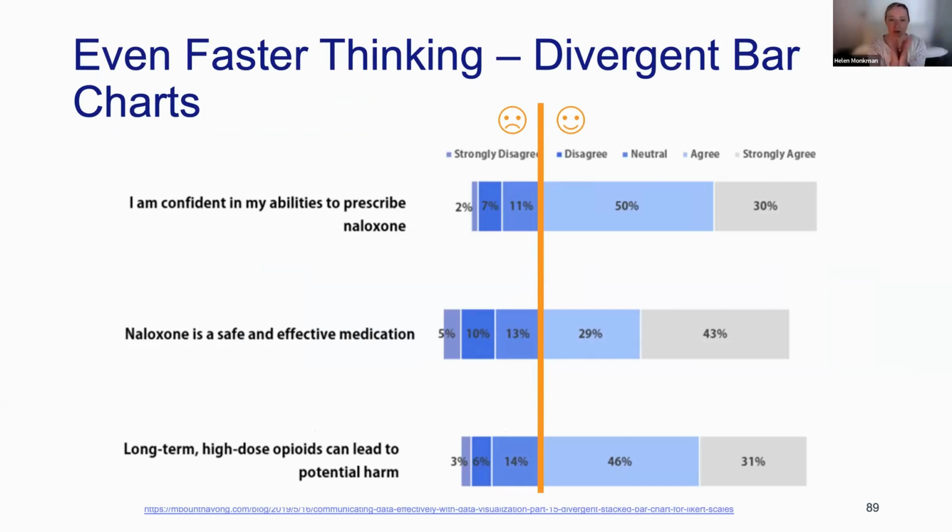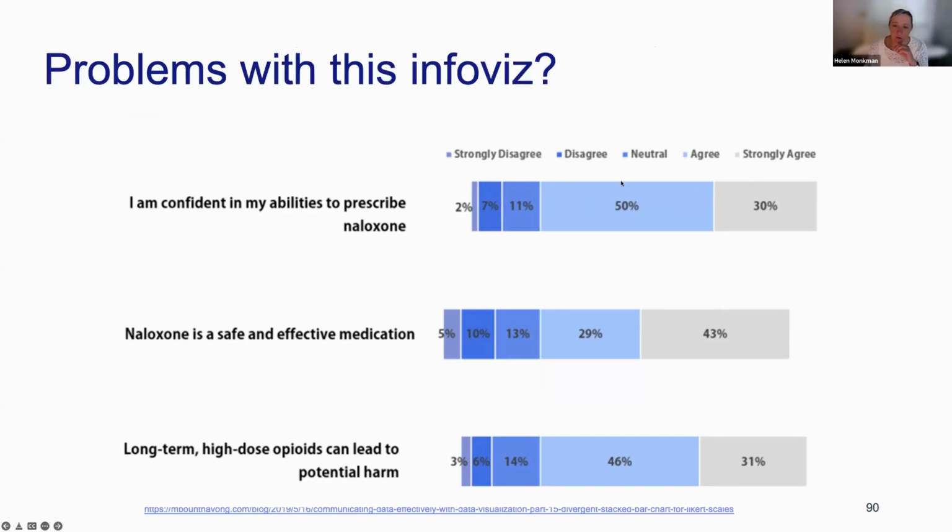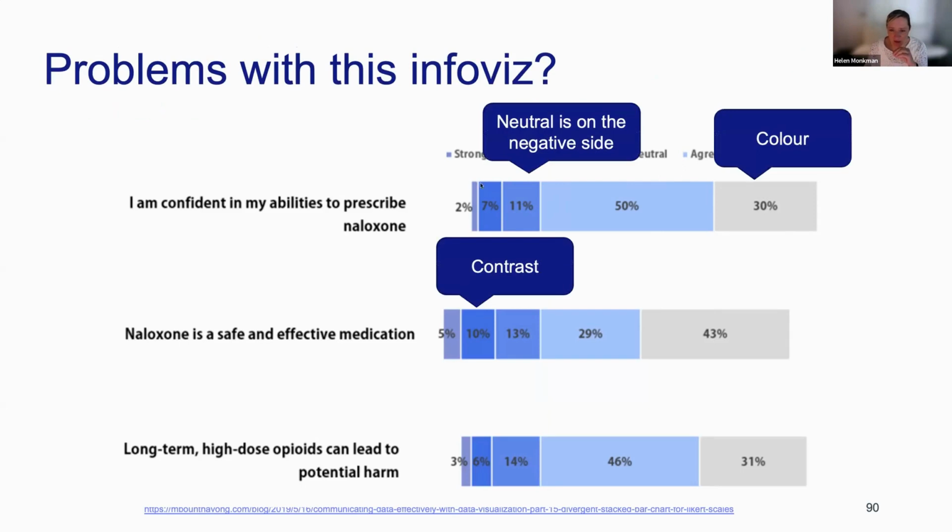It's called a divergent bar chart because it diverges around the 0 line or the neutral line. So this side is agreeing. This side is disagreeing, except that they put neutral to the left of 0, which is, I'll show you other options for neutral, but this is just an example. So what I don't like about this InfoVis are a few things. I don't like, as I just said, that the neutral's on the negative side.